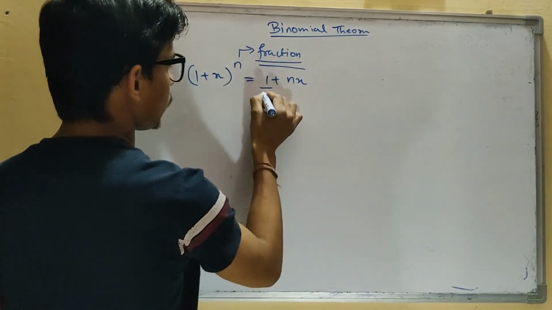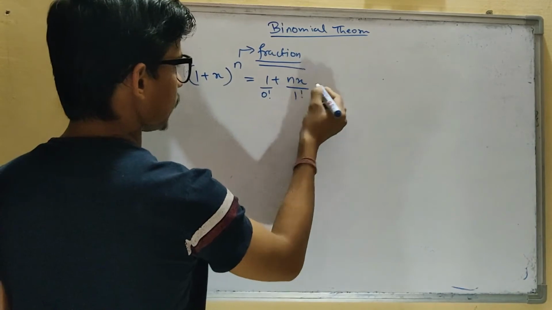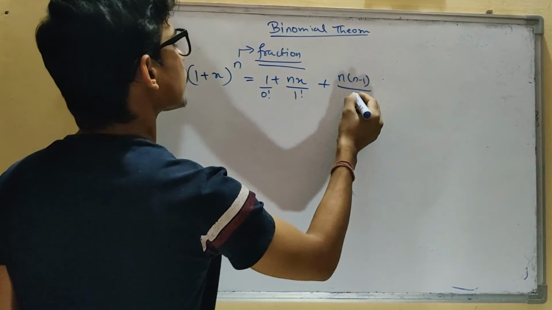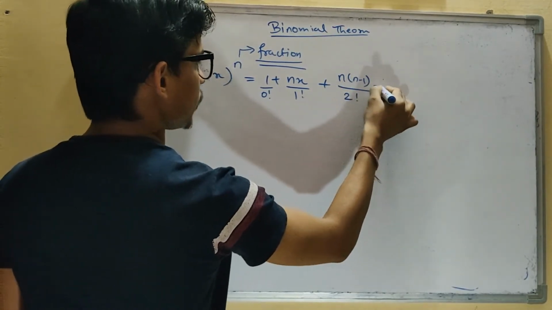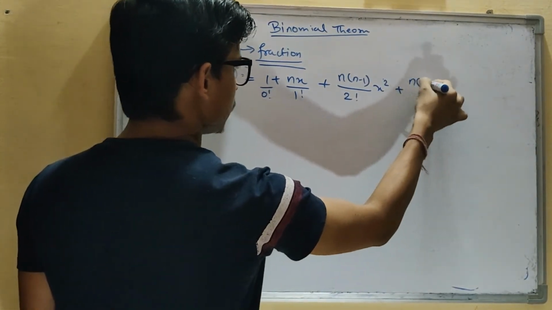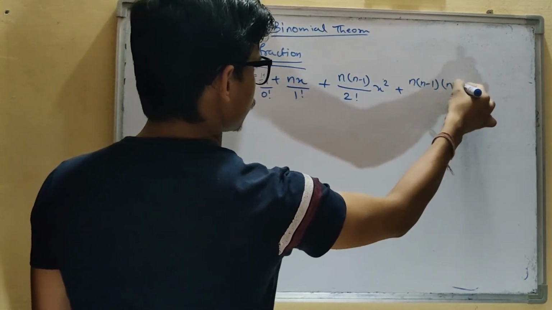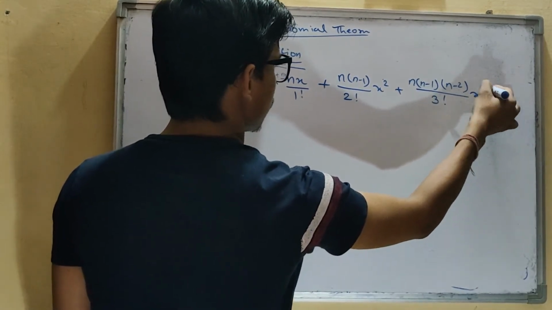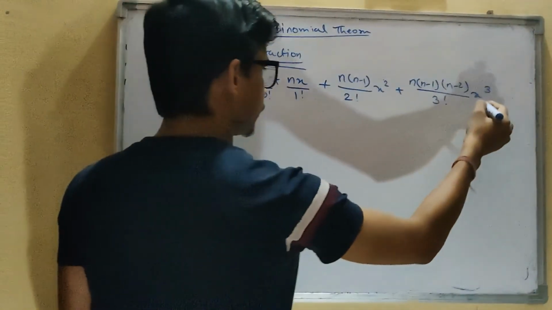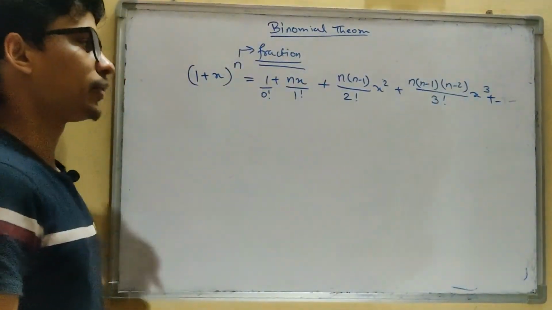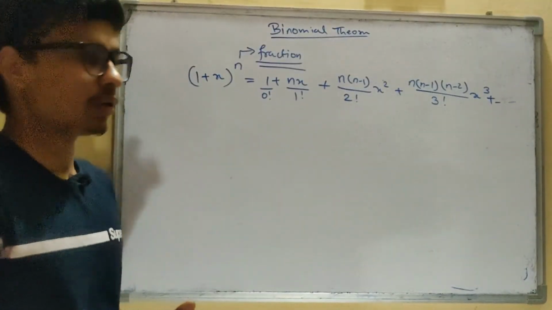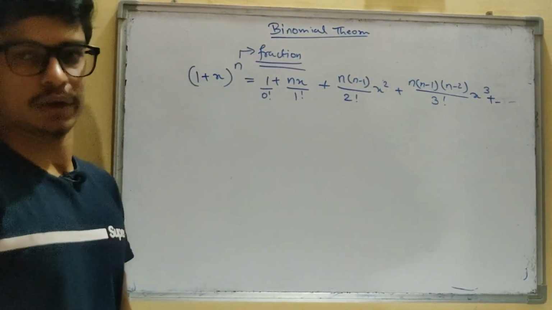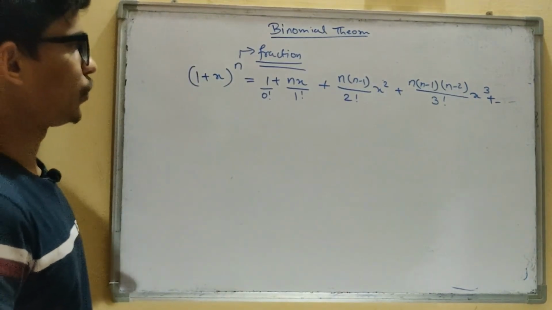So actually it is like this: 1/0! plus nx/1! plus n(n - 1)/2! x^2 plus n(n - 1)(n - 2)/3! x^3, and so on. This keeps increasing till infinity, because the power is a fraction, so please keep this in mind. The power is going to be a fraction, so this is how you have to do it.